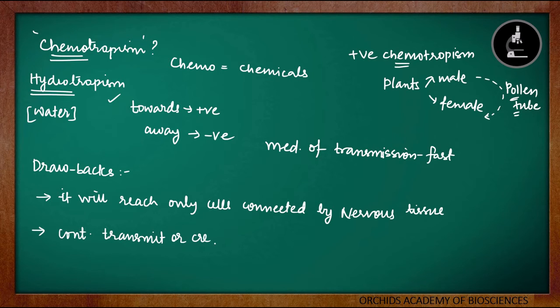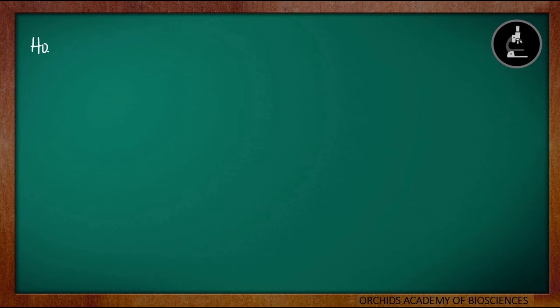or create, or I can use the word generate, new impulses. So it takes some time for the cell to reset its mechanism. It cannot continuously keep on transmitting a new impulse. So to avoid all these drawbacks, most of the multicellular organisms use another method of communication, which is a chemical method of communication, and it is called the hormonal communication.